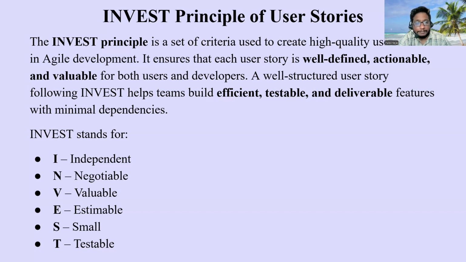So INVEST stands for: I stands for independent, like your user story should be independent of other user stories. N is negotiable. Your user story should be open for negotiable discussions. V is valuable. It should be creating value for users as well as developers, the testing team, and the designing team. E is estimable. We can do estimation by reading the user story. S is small. It should be small but detailed. We'll be learning about all this in the next slides. I'm just giving the abbreviation of all these acronyms. T is testable. The user story should be testable.